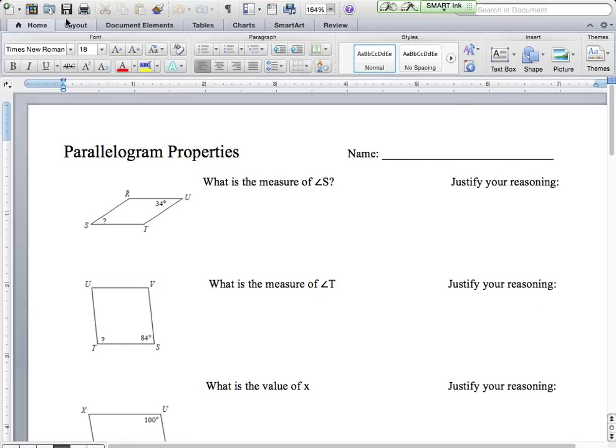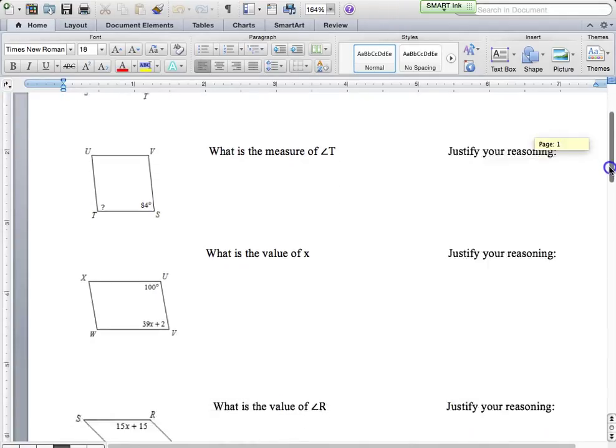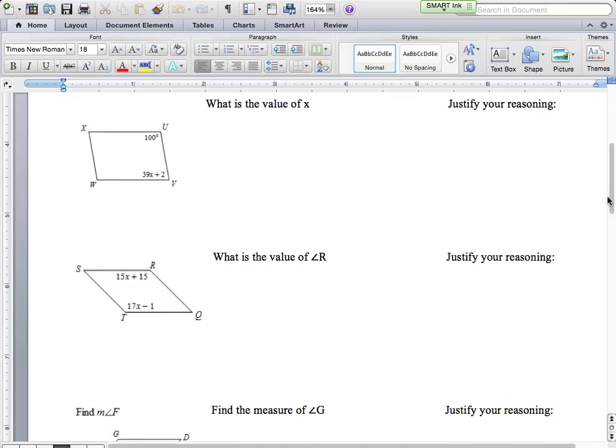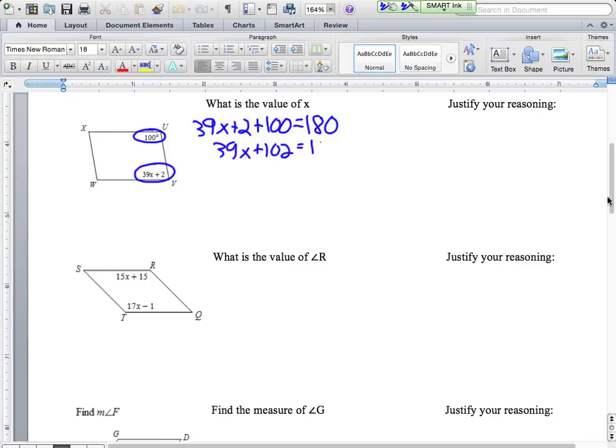Alright, so let's do another couple. They're a little bit tougher, to challenge us a little bit. Alright, so right here, these two angles are same side angles, so they should add up to 180. So I'm going to set up my equation by adding them together. 39x plus 2 plus 100 should equal 180. And then solve. So 39x plus 102 equals 180, minus 102.